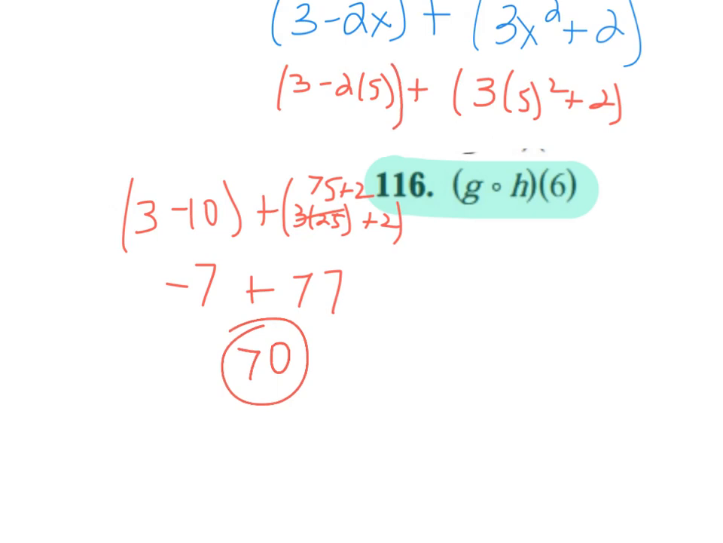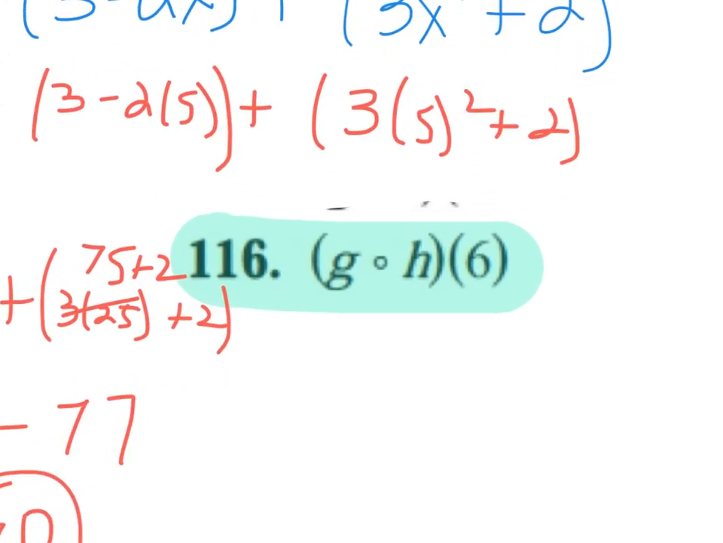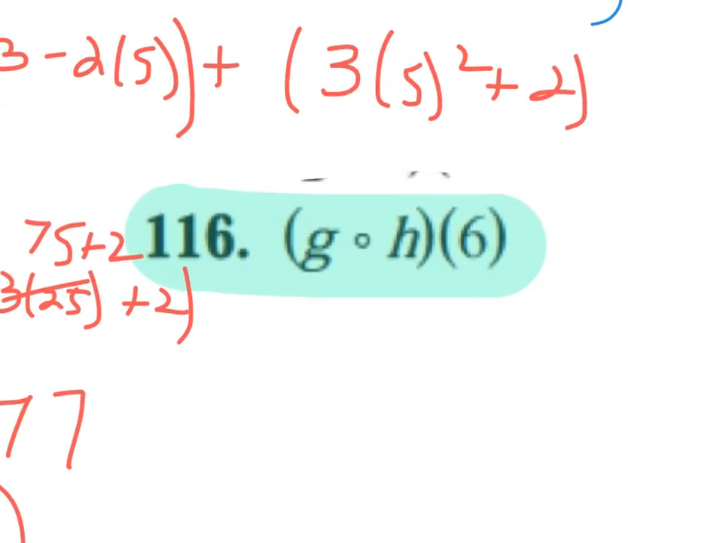Guys, if they give you a number here at the end like this, then you know you're going to get a number answer. If there was just an x, what kind of answer are you going to get? A function. You're going to get some sort of function that you just combined. So like in 16, this is not a multiplication problem. What are they asking you to do?